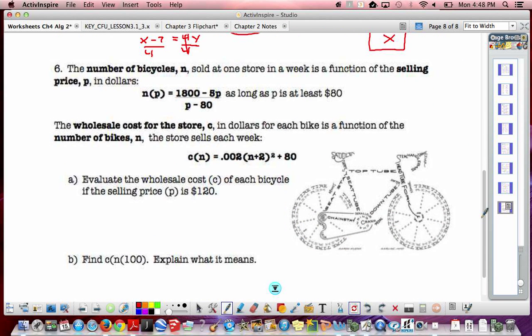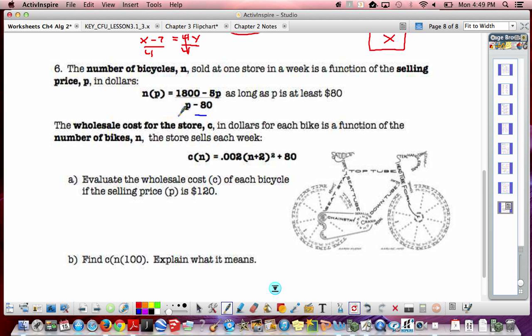All right, number 6. Let's take a look at this one here. It says the number of bicycles N sold at one store in a week is a function of the selling price P in dollars. So we give you that function. N of P is equal to 1800 minus 5P all divided by P minus 80, as long as P is at least $80, which makes sense because this value down here can't be negative.